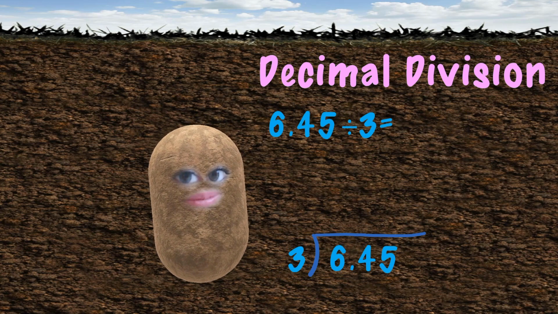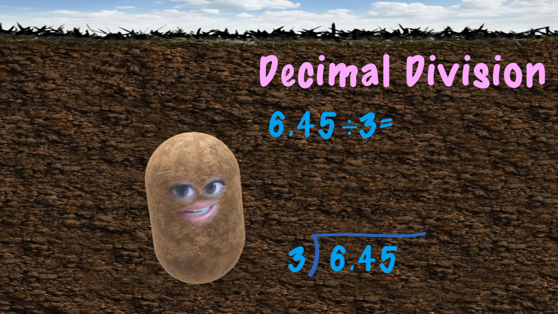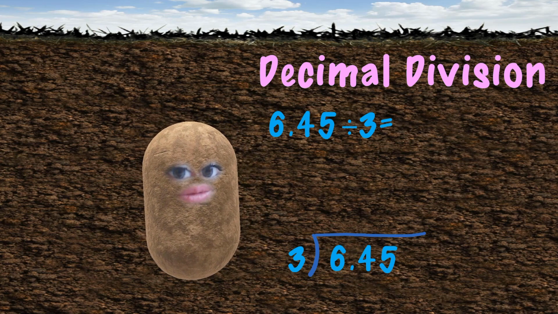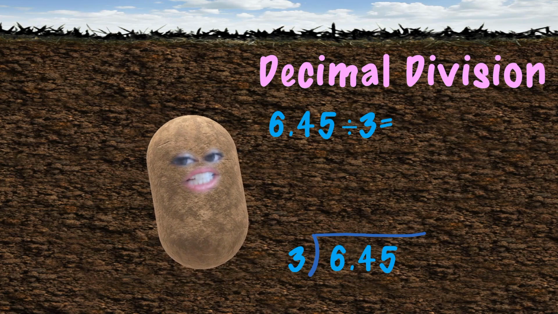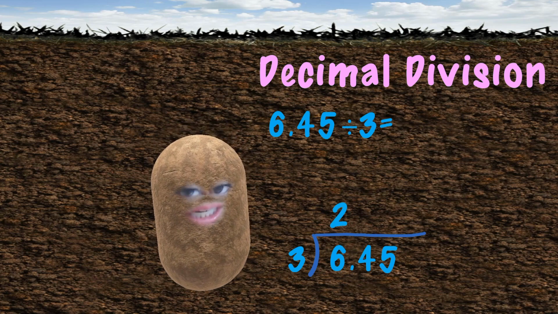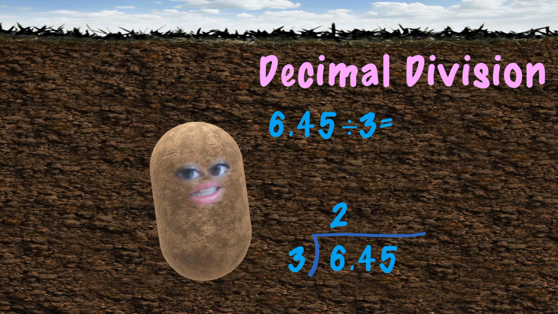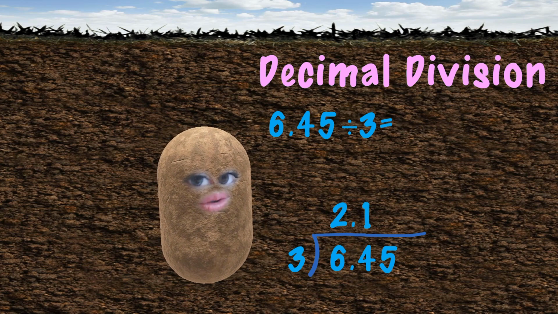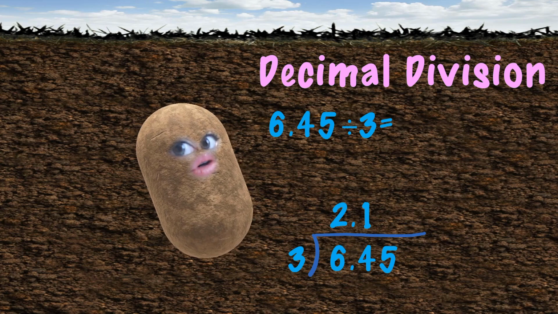So in this example, 6.45 is our dividend and 3 is our divisor. So we put the numbers like so, and then we can work it out. So we say 3 into 6. How many 3's fit into 6? That's 2, because 3 times 2 is 6. Then we go to the next number. We say how many 3's fit in 4? Well, only one 3 fits in 4, but we notice there's a decimal point, so we have to put the decimal point there as well, because we're talking about 0.4, we're not talking about a whole 4, so only 0.1 fits.